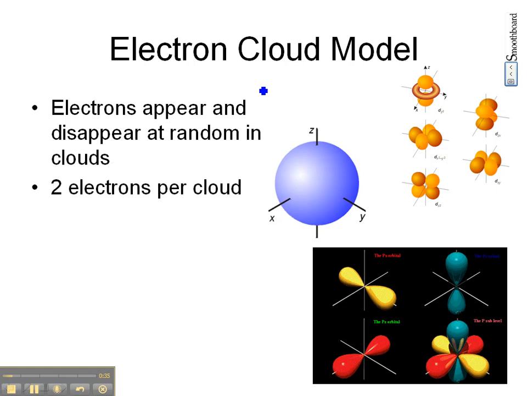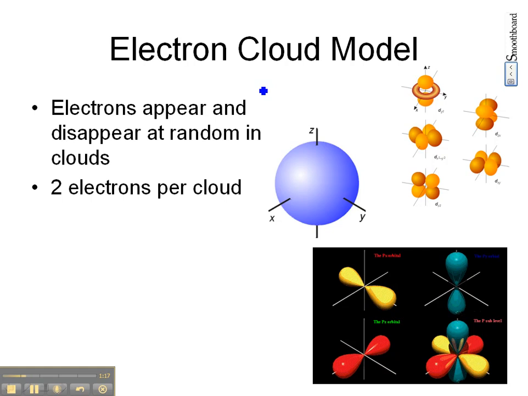So, first thing we need to learn, the electrons actually appear and disappear at random in clouds. Now, what's a cloud? A cloud is an area where there's the most probability of finding an electron. Now, we can actually have two electrons in each cloud. The weird thing is they're appearing and disappearing at random. An electron can move from point A to point B like we see people moving through a room, but they can also just appear in one area and disappear, and as they are disappearing they're appearing somewhere else. So it's just amazing, just blows my mind. I can't fully understand it or explain it. But we have two electrons per cloud.